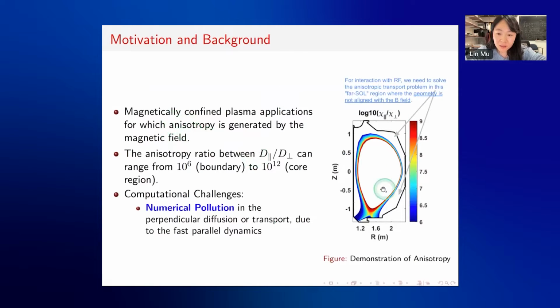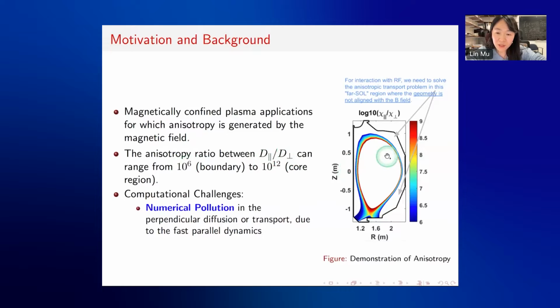Here is the cross-section of the tokamak device. Let D parallel be the constant for the parallel direction, and D perpendicular be another constant denoting the perpendicular direction. Both of them are constants. This ratio denotes the anisotropy ratio, and it can be very huge. For example, inside the core region, it can be up to 10 to the power 12. At the boundary, this value may be relatively smaller, but still large. It can be up to 10 to the power 6 in the boundary region.